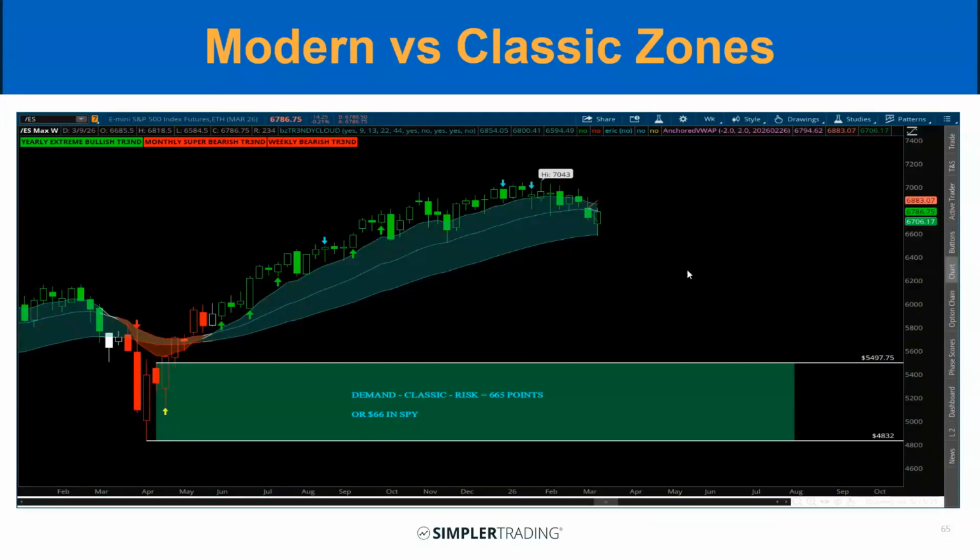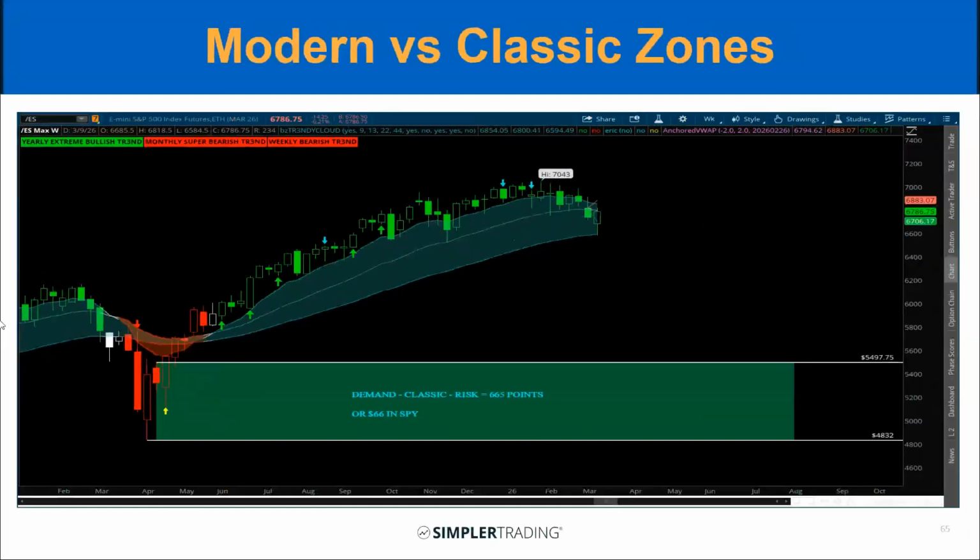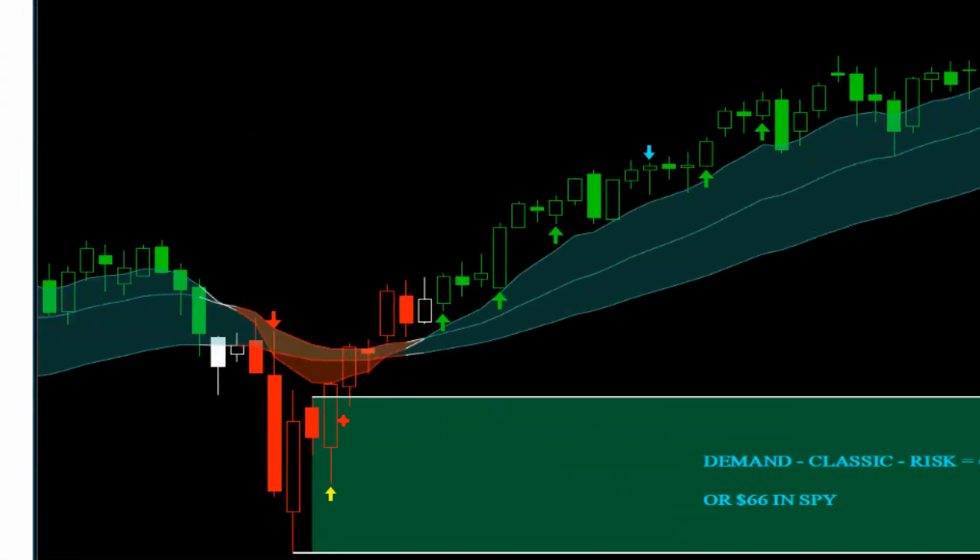Yes, 100%. And I have modern versus classic zone. So this is a demand classic zone, risk 665 points or $66 in the SPY. Okay. And if you look over here, guys, this is where I place it. Also, just the classic, some would use this wick here. So it would start here, and your bottom portion of the zone is here. I want you to look how wide that is.